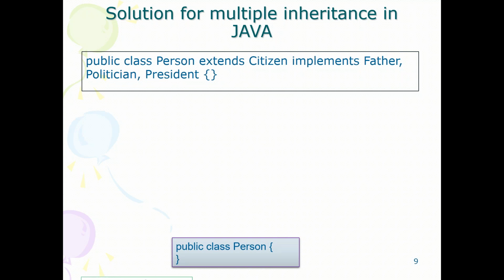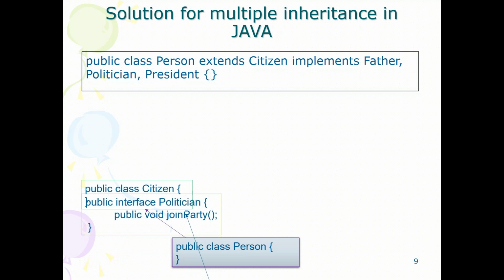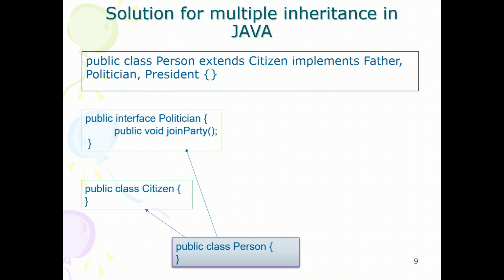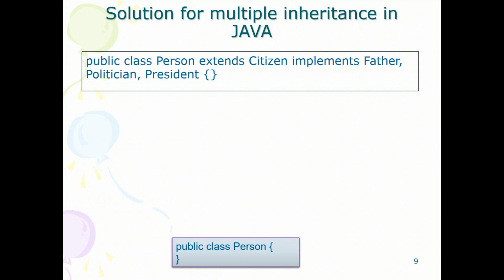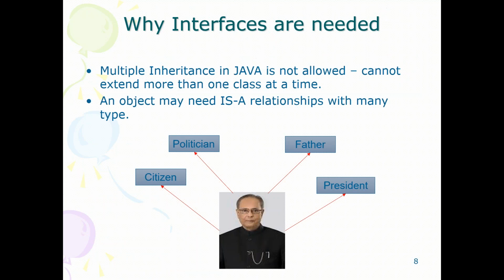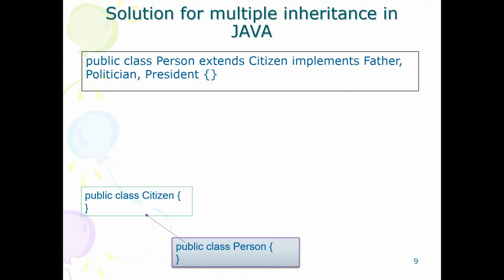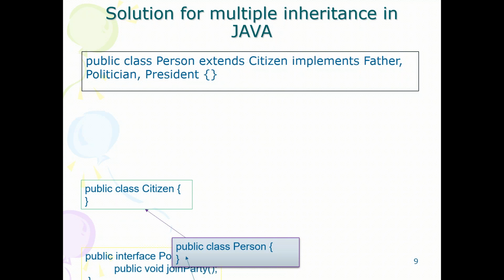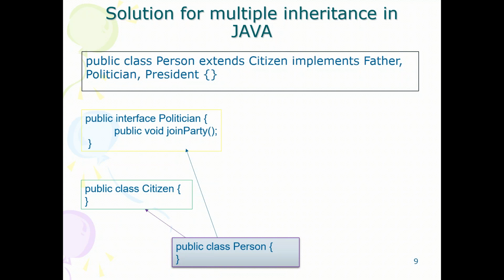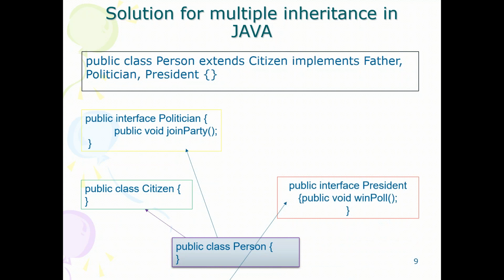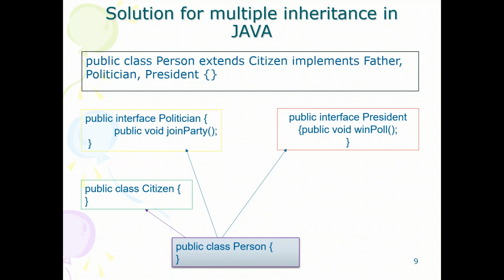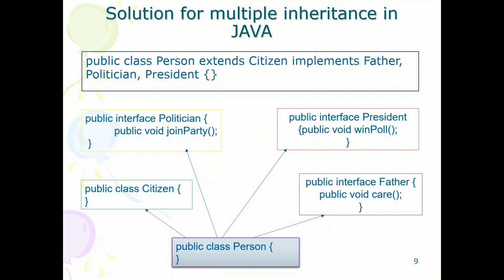One more example. So look at that. Public class person. Let me show you: first I'll create a public class person, then public class citizen. Next, public interface politician, public interface president, public interface father. This is the way I can write a program.